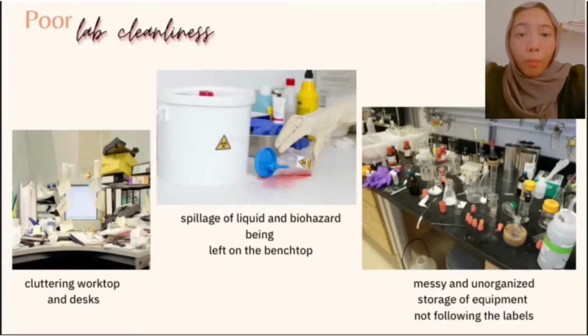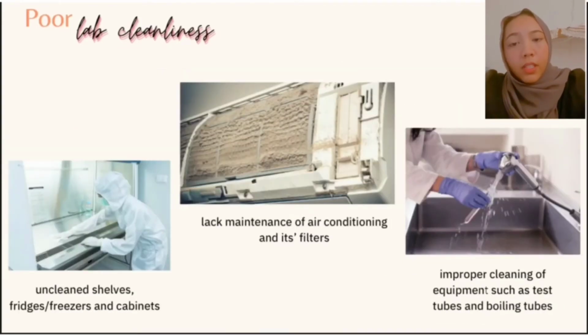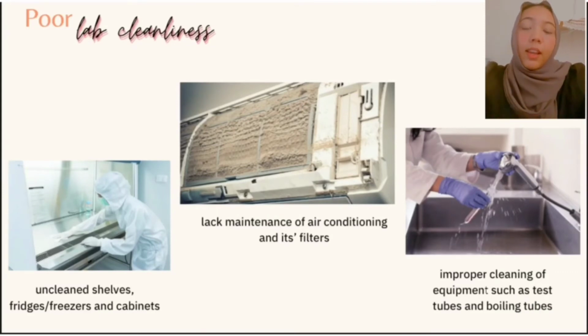For poor lab cleanliness, there are many examples. It includes spillage of liquids and biohazard being left on the benchtop, cluttering worktops and desks, messy and unorganized storage of equipment not following the labels, unclean shelves, fridges or freezers and also cabinets, lack of maintenance of air conditioning and also its filter, and lastly improper cleaning of equipment such as test tubes and boiling tubes.